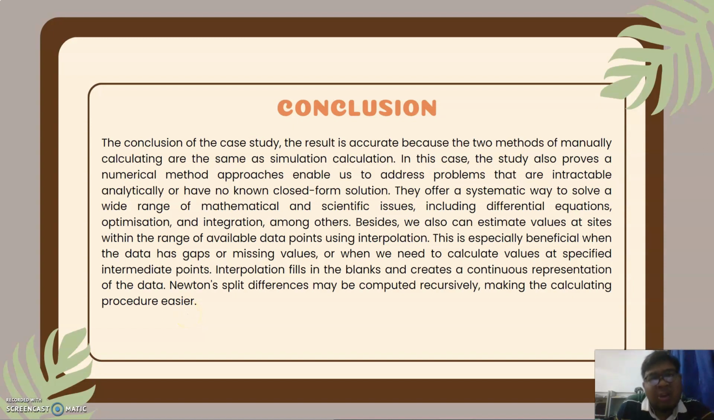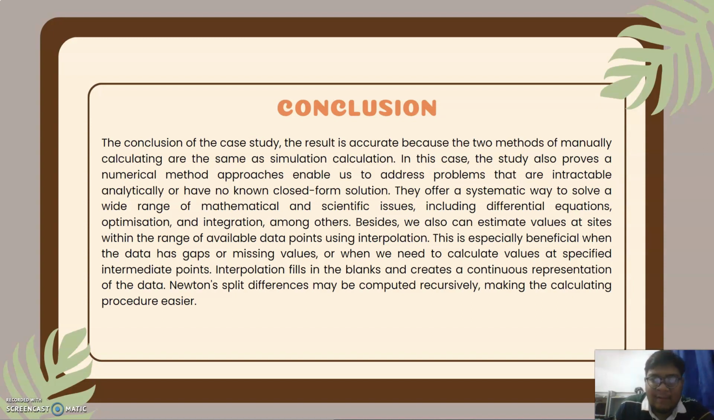The conclusion of the case study: the result is accurate because the manually calculated results are the same as the simulation calculation. This case study also proved that numerical method approaches enable us to address problems that are intractable analytically or have no closed-form solution. They offer a systematic way to solve a wide range of mathematical and scientific issues, including differential equations, optimization, and integration, among others. Besides, we can also estimate values within a range of available data points using interpolation.